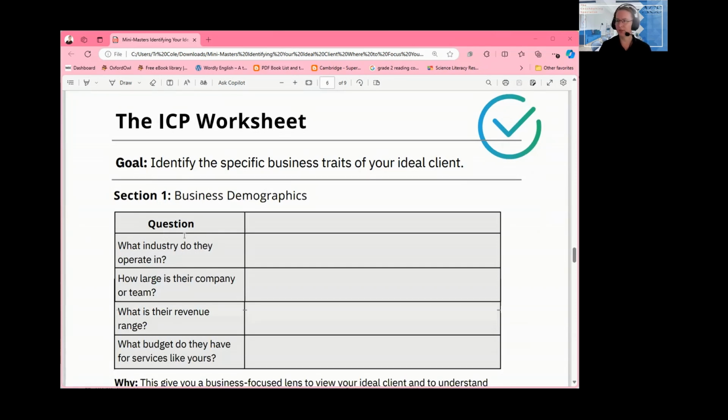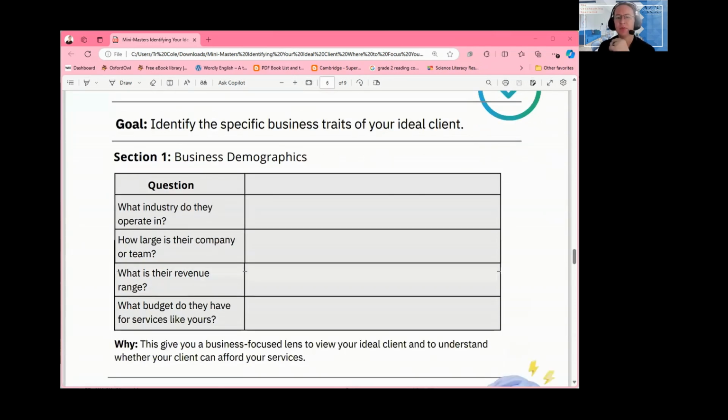So let's look at our worksheet here. These are some of the key points that you're going to want to think about in the ICP. The first one was in our ICA: how old are they? Where do they live? What do they like to buy, right?